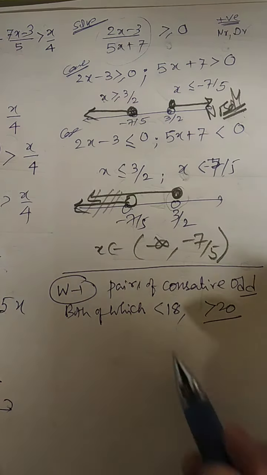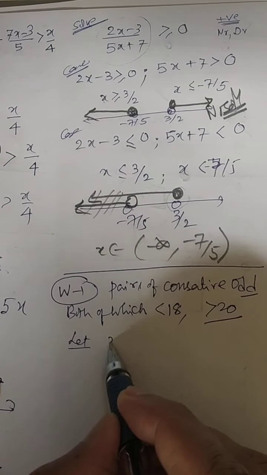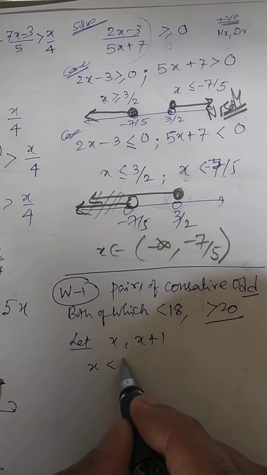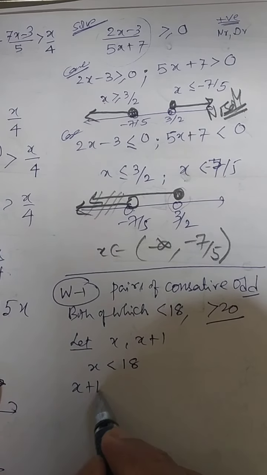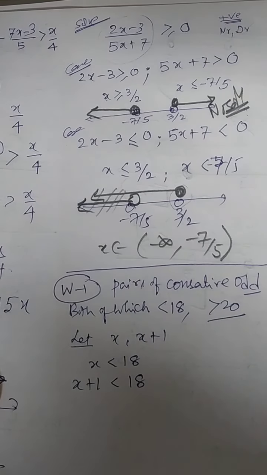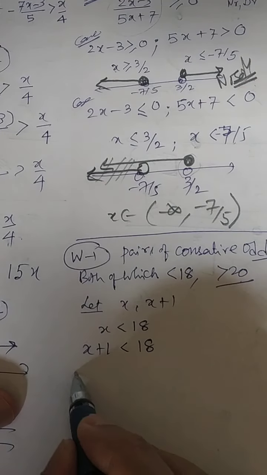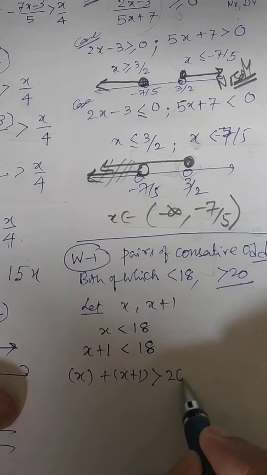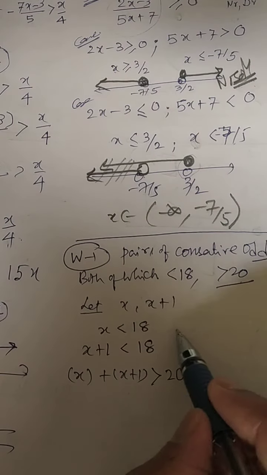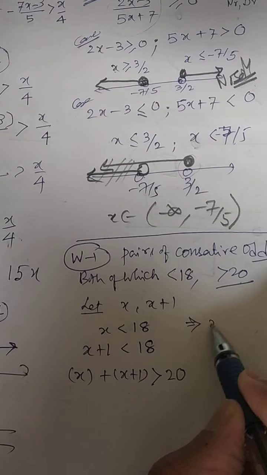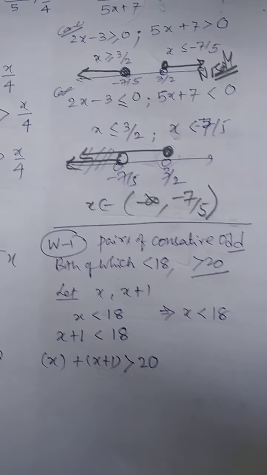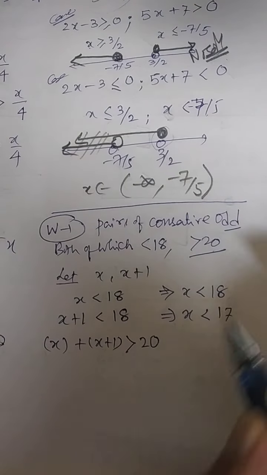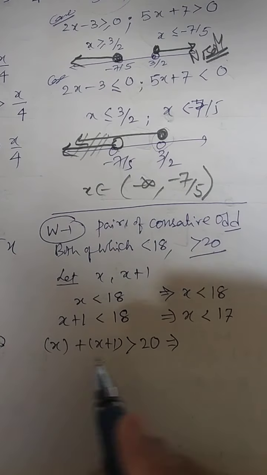Now how to answer this question? Let us consider two numbers. Let x and x plus 1 be the two numbers. Both are smaller than 18, so x is smaller than 18 and x plus 1 is also smaller than 18. That is the first condition. Their sum is more than 20. That means x plus x plus 1 is greater than 20. I think this is in its simplest form, no need to simplify. X is less than 18 only will come. But there is scope to simplify this also. You will get x is less than 17. Similarly simplify this. It will be 2x.